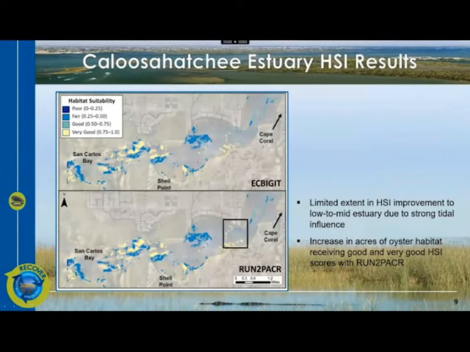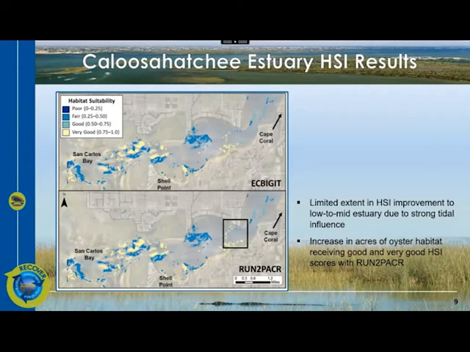For results for the Caloosahatchee estuary, here is a zoomed in map of the lower reaches of the Caloosahatchee. So just to orient you with some geographical locations, out here is San Carlos Bay. The lower estuary is here from Shell Point. And then as you work your way upstream, Cape Coral is just slightly off the map here. Again, on top, we have the existing condition base HSI, and on the bottom, the 2032 HSI.